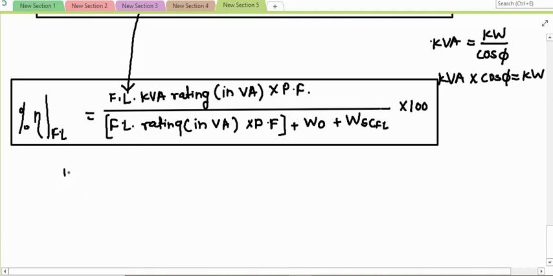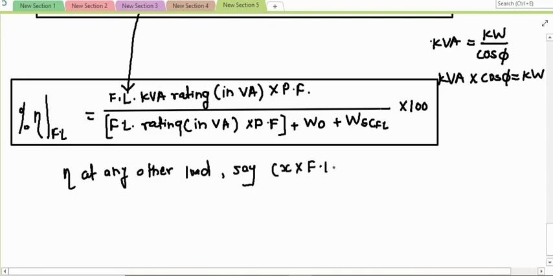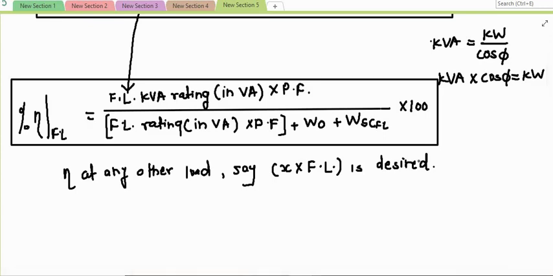So the efficiency at any other load, say x into full load, is desired. Suppose the efficiency at any other load, say x into full load, is desired in any problem, then what is the copper loss?